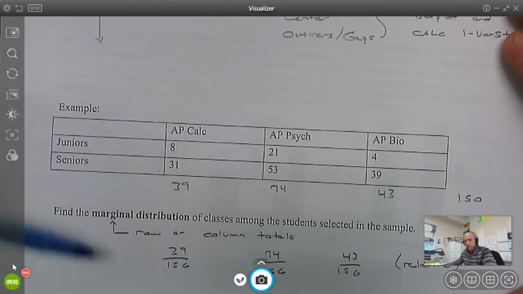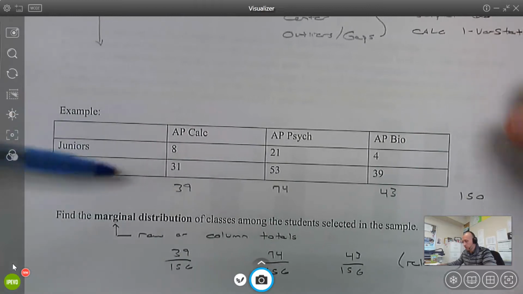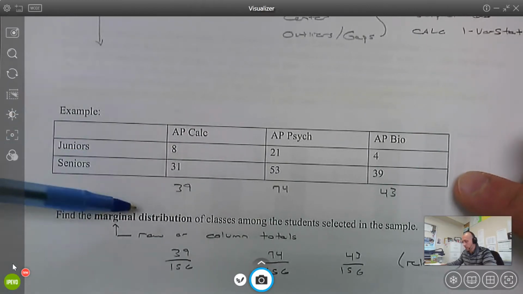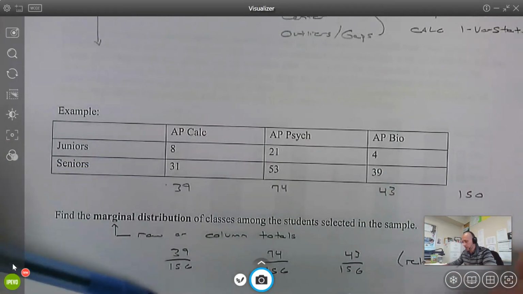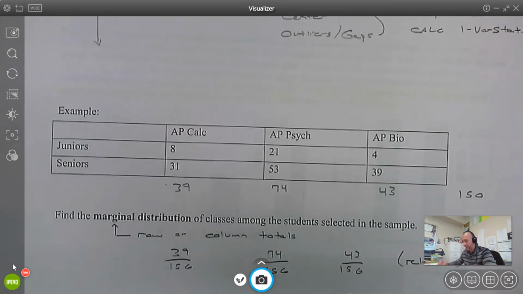Then we talked about marginal and conditional distributions. So marginal is totals. So if I want the marginal distribution of classes, I'm just looking at the total amount of students who took each class. It could be counts, or if I see the word relative, that means percentage. So just converting these to percents.